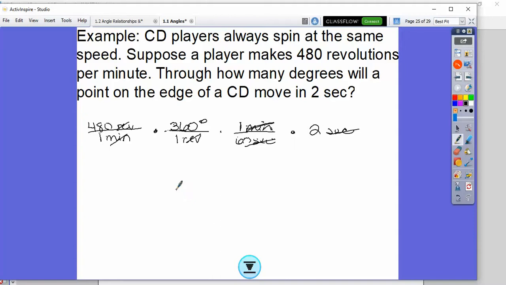So if we multiply 480 times 360 times 2 and then divide that by 60, we get 5,760 degrees. We all get that, I think?